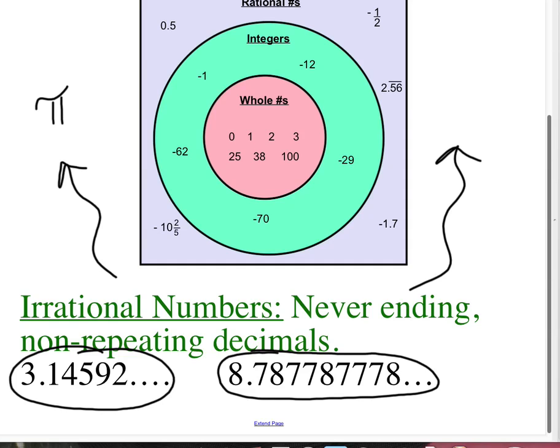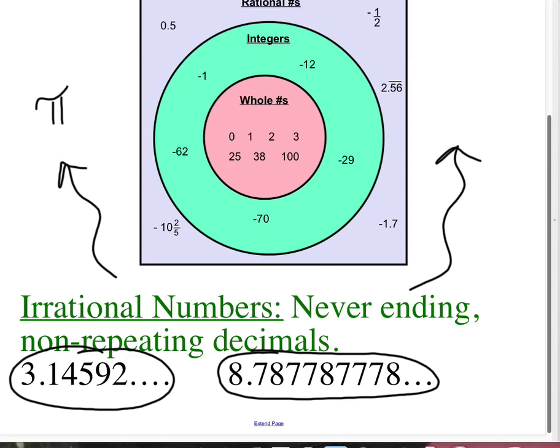8.7877877778. If it were just 8.7878787878, then I could write it as a fraction. But the way that number is written now, it never ends and it never repeats, and I could not write that as a fraction. And I'm going to show you, like I said, how to do all of this. In fact, I'm going to show you right now.